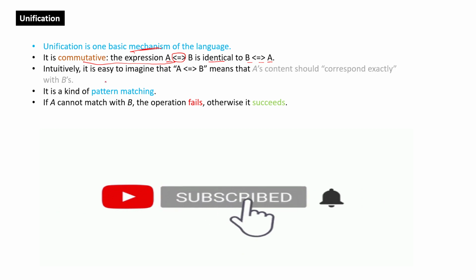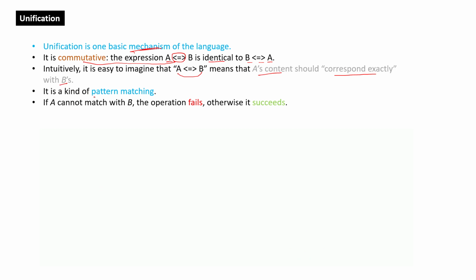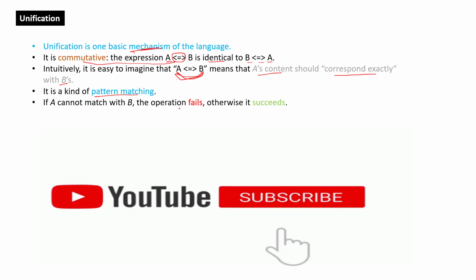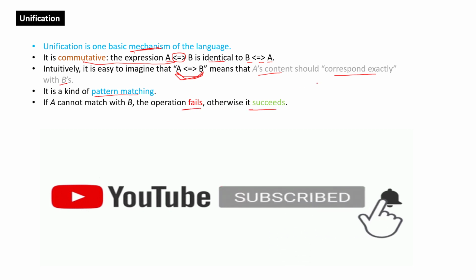Intuitively, it is easy to imagine that A operator B means that A's content must correspond exactly with B's content. We can say it is a kind of pattern matching. If A cannot match with B, the operation fails. Otherwise, it succeeds.